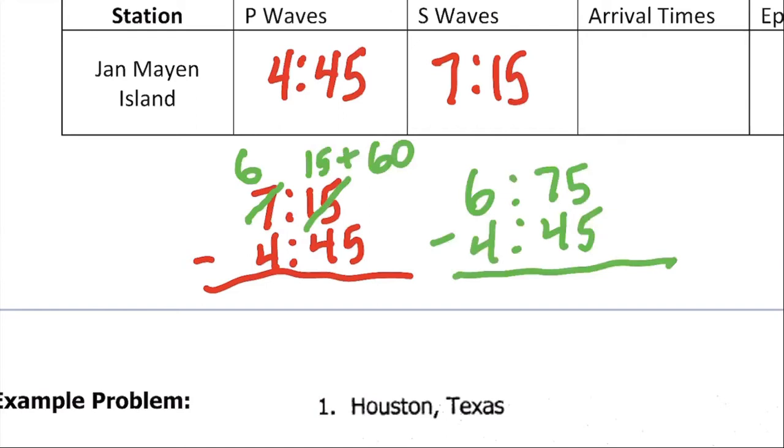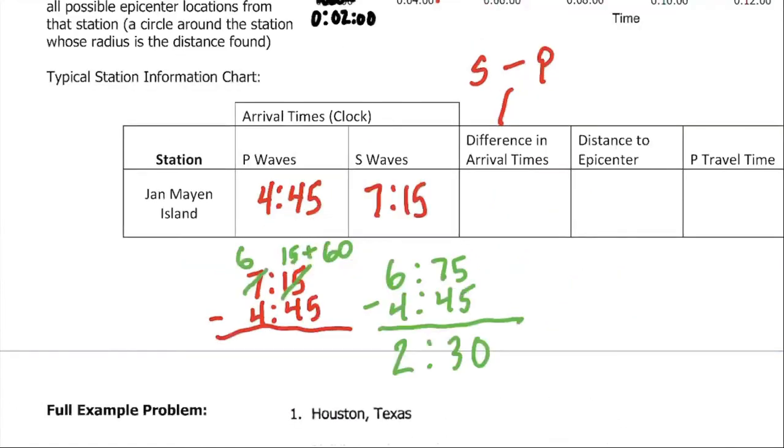So 75 minus 45, we've got 30 seconds there. And then we've got 6 minus 4 is 2. So the difference in arrival time that we're going to actually go with is 2 minutes, 30 seconds.